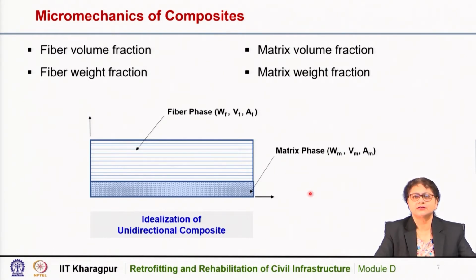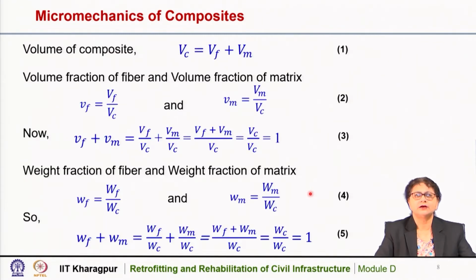The properties are denoted as the weight of matrix is Wm, the volume of matrix is denoted as Vm and the area of the matrix is denoted as Am. Similarly, for the fiber phase it is Wf, Vf and Af. Now, the volume of composite, that is Vc, can be written as Vf plus Vm, that is the volume of fiber plus the volume of matrix, and we have assumed that there is no void. So, the volume of composite is the summation of the volume of fiber and the volume of matrix.